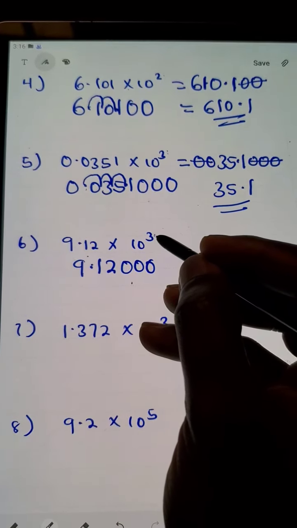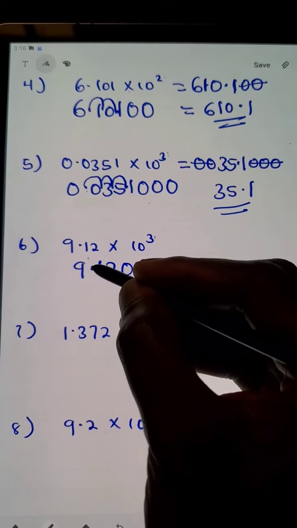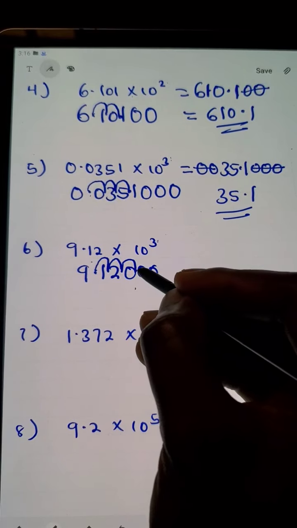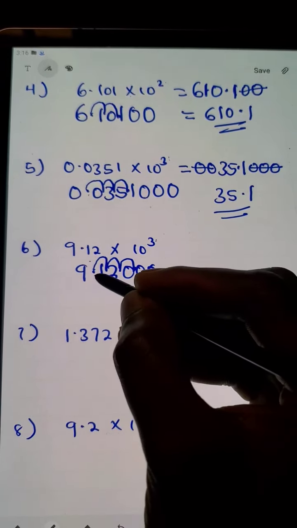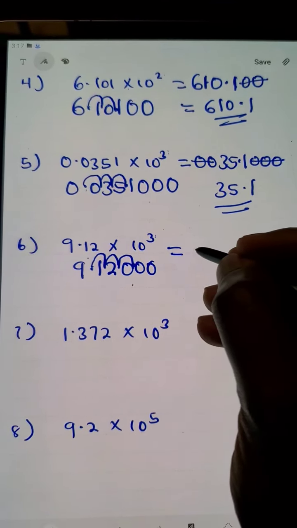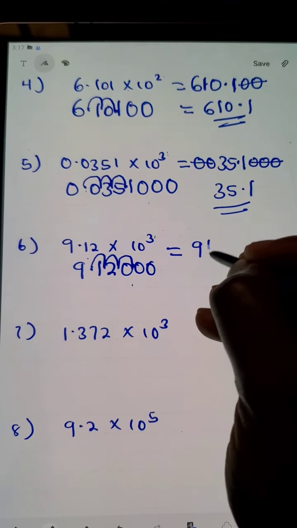You can say it is power of 3. It means you are counting 3 numbers from this point forward. And that will be 1, 2, 3. So you locate your point here. Then it means you've changed the position of the point from here to here. Then the final answer is 912.